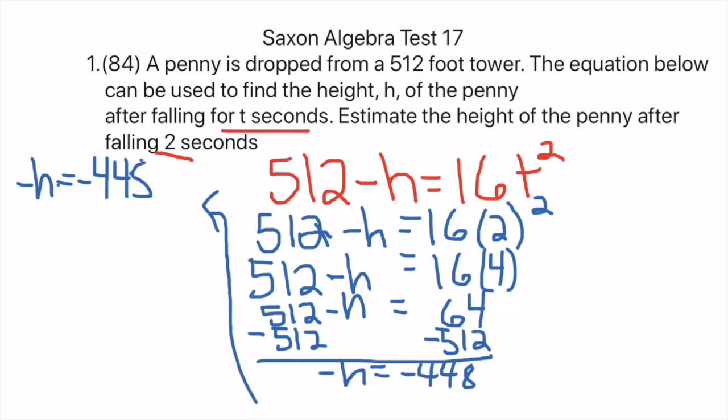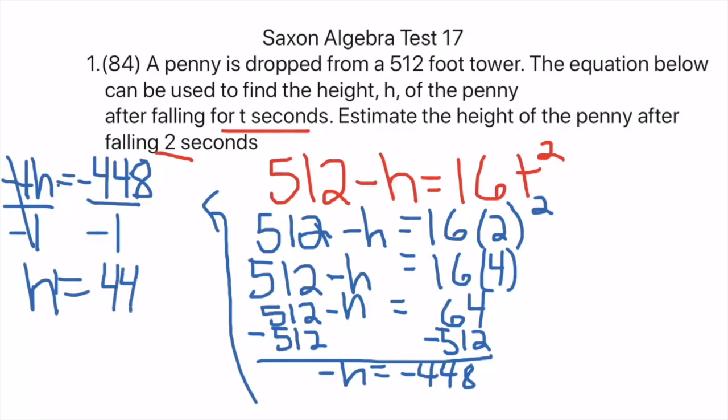448. Now remember, we don't want to leave it like this because that's really a negative 1 that's in front of that h, and we don't want a negative number in front. So we're going to divide both sides by a negative 1. Those cancel. So h equals a positive 448. And we're talking about height, and it was in feet. So our answer is going to be 448 feet.